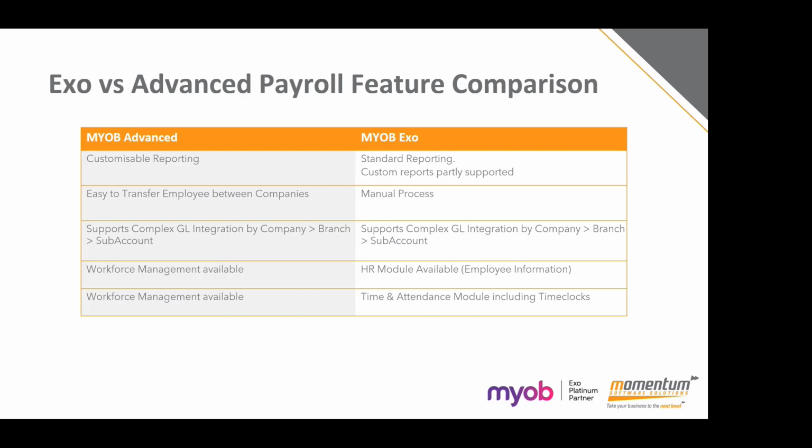Moving employees between companies. Again, multiple companies in Advanced, very easy, whereas in Exo, you basically type them in again and set them up. The GL integration: because Advanced has the GLs with multiple companies and multiple branches, it's all built into the payroll as well. So you allocate payroll expenses across multiple companies, branches and sub-accounts based on fixed percentages or hours worked, etc. Whereas in Exo, it was there, but not as powerful as what you get in Advanced.